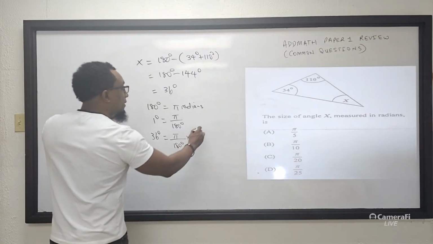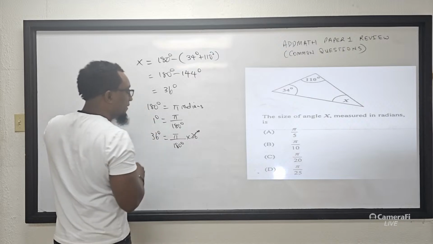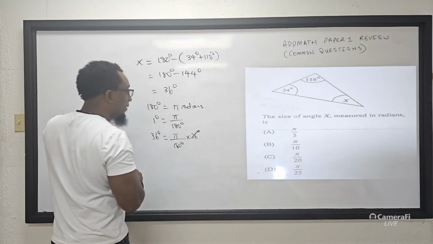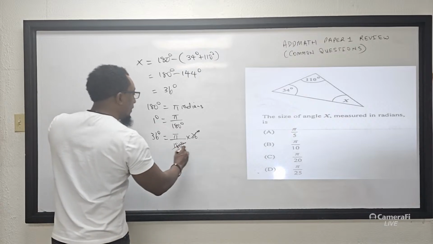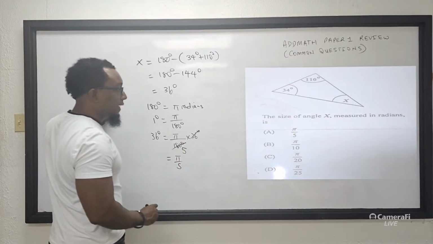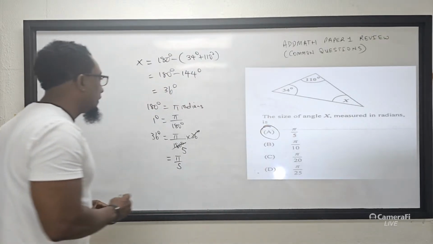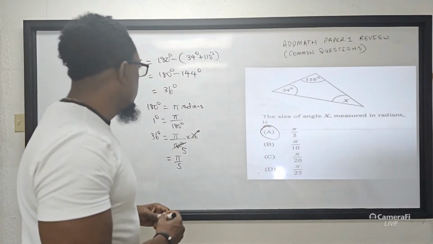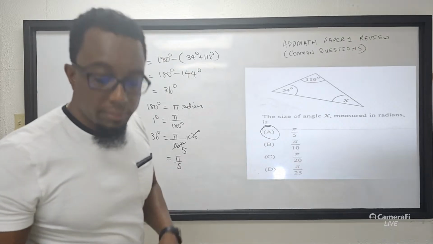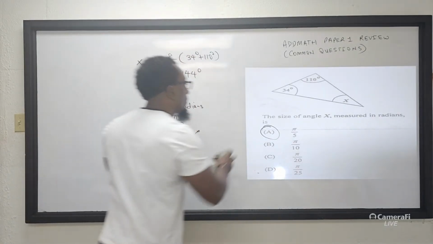I can divide 36 into 180 one time. That's 5. Yeah, 36 into 180 is 5. So you're going to get pi over 5 as your answer, which is E. Okay? So let's look at the next.